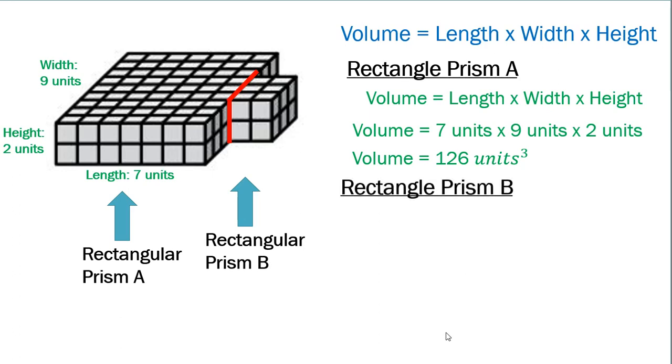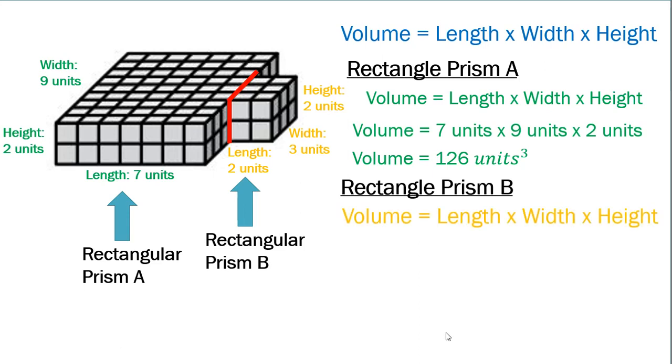Now let's find the volume of rectangular prism B. The length is 2 units, the width is 3 units, and the height is 2 units. Let's use these dimensions and put them into our formula. We have 2 units times 3 units times 2 units. 2 units times 3 units is 6 units squared, and 6 units squared times 2 units is 12 cubic units.